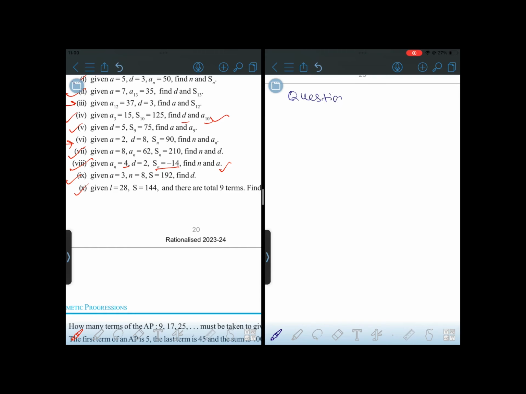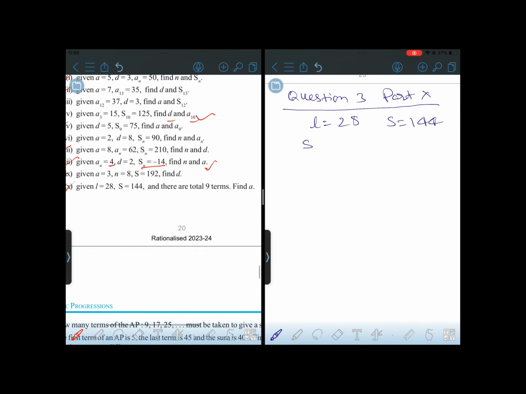Question 3, part 10. It gives us L is equal to 28, S is equal to 144, right? So we can use formula Sn, and their terms 9, right? So n equal to 9. So that gives us Sn is equal to n by 2 in bracket a plus L. So Sn is 144, n is 9 upon 2, a plus 28.